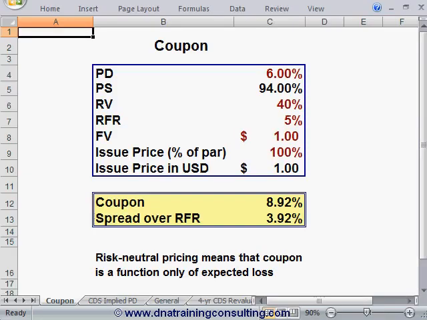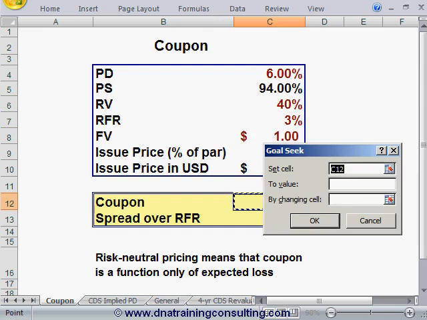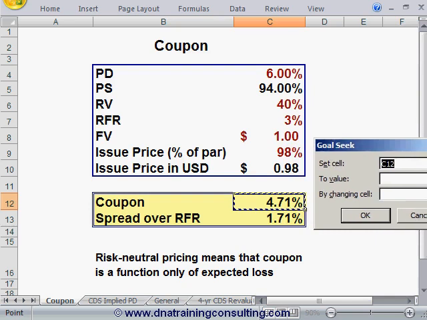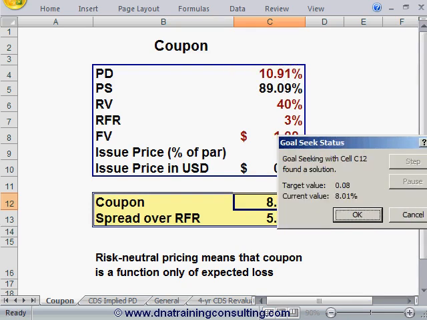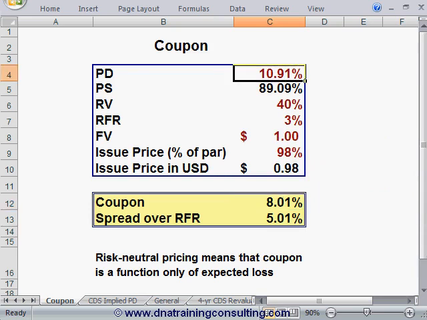On worksheet coupon, we solve for the PD after inserting 98% for the issue price in cell C9, 40% for RV, which we have already, and 3% for risk-free rate. And right now, we are getting a coupon of 4.71%, which is not the stated coupon. So we resort to goal seek and set this cell C12 equal exactly to 8% by changing the cell for the default probability, which is cell C4, yielding for the PD a value of 10.91%.